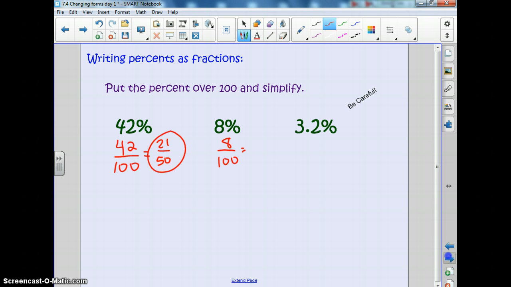No, it would be 2/25. It could be 4 over 50. Yes, and then you would reduce 4 over 50 down to 2 over 25. Good. And this last one.